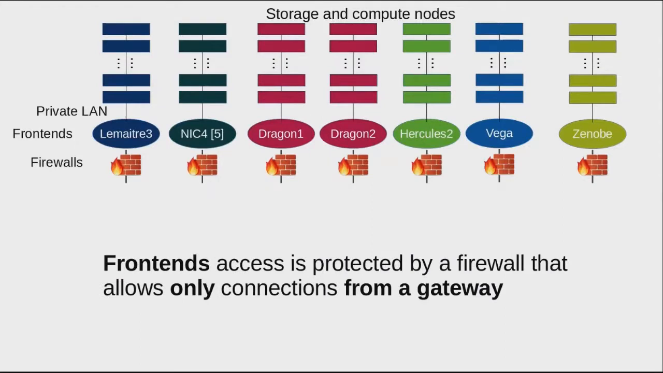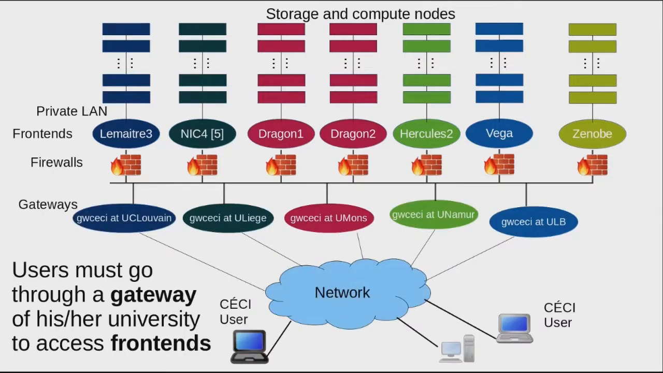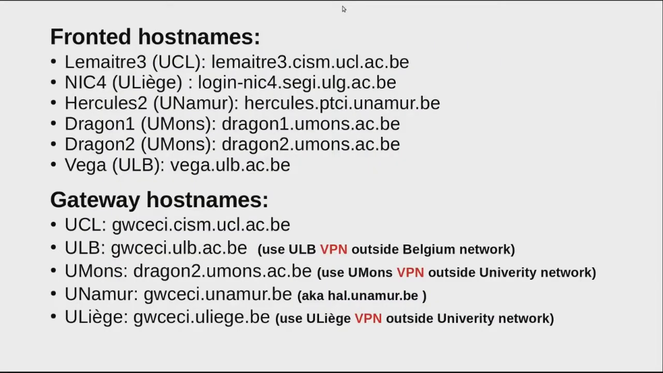Access to the frontend is protected by a firewall that only allows connections from a gateway. CECI users must go through a gateway to access the frontend. Here are the host names of the frontends on each cluster and the host names of the gateways. Take care that the users of ULB, ULiège and UMons must use the VPN of their institutions to access the gateway in some cases.